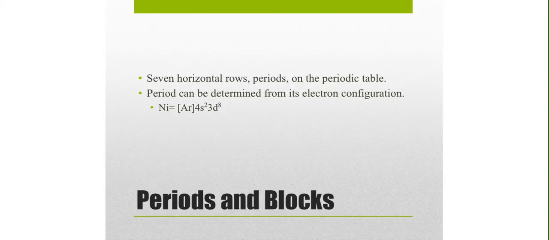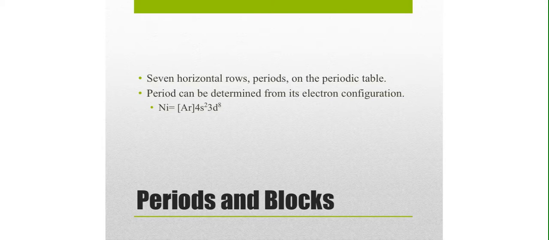All right, so let's go ahead and focus on periods and blocks and what those look like. So there are 7 horizontal rows, also known as periods, on the periodic table. You'll hear me call them periods pretty much all the time. Sometimes I'll say rows, but to be perfectly honest, I confuse the words row and column all the time, and there's really no excuse for it. I just do. The word periods just makes more sense to me, I guess, in my head.